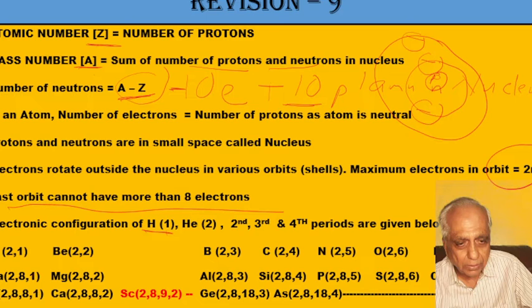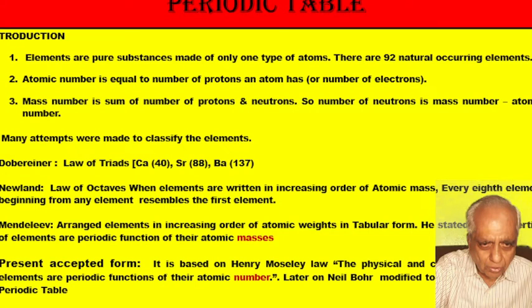Now we'll go to the periodic table. You might be aware that there are 92 natural elements. Elements are pure substances, made up of only one type of atom. Is it all right? Before starting the modern periodic table, I will give you a brief introduction of how progress took place in this subject.